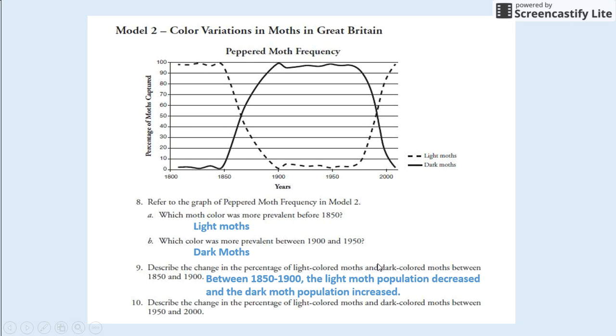All right, then for the next one, describe what happened to the light-colored moths and the dark-colored moths between 1950 and 2000. So now we have another change in our graph. Between 1950 and 2000, the light-colored moths are now increasing in population. There's more of them. And the dark-colored moths are now decreasing in population. There's less of them. Go ahead and write all those down.